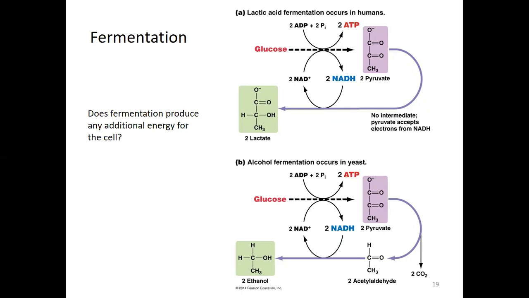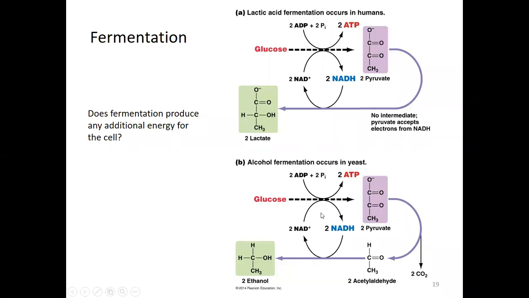You don't get any energy after pyruvate. It's essentially a loss. You're burning the energy of NADH. But what you're doing is you're allowing glycolysis to continue to make the ATP of glycolysis. Other cells can ferment as well. E. coli can ferment. Yeast can ferment.